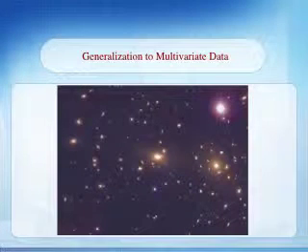Generalization to multivariate data. Given a sample of d-dimensional observations, X equals the set {x^t}, where t starts from index 1 to N, the multivariate kernel density estimator is p-hat of x equals 1 over N h^d times the summation over t equals 1 to N of K of (x minus x^t) divided by h, with the requirement that the integral of K(x) dx over R^d is equal to 1.